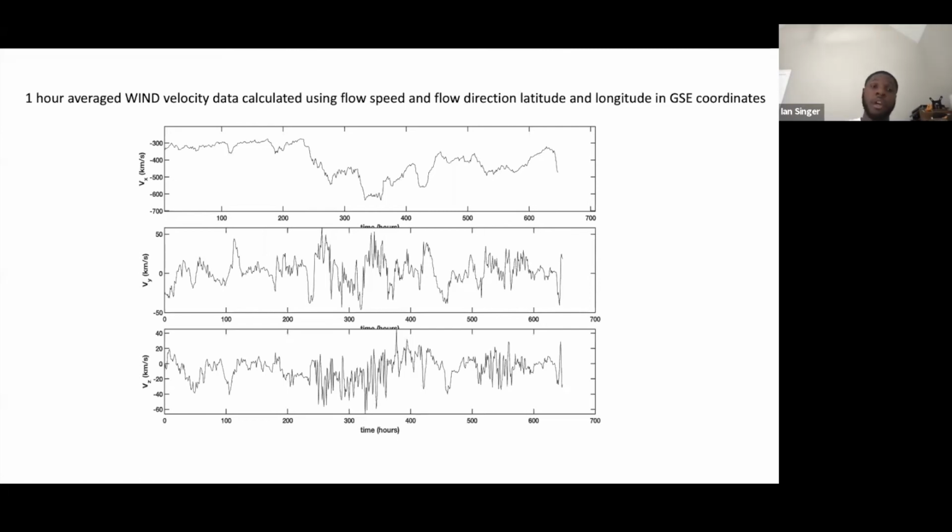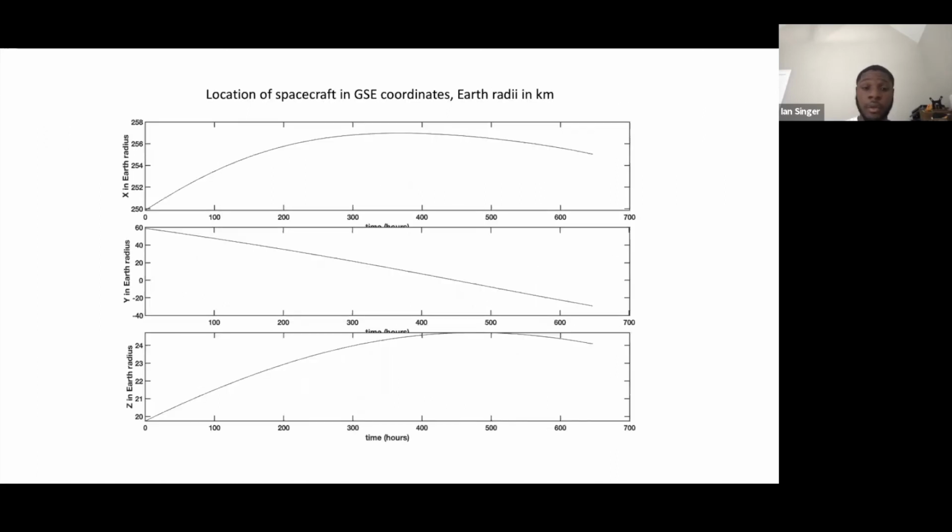Here we have the 1 hour average Wind velocity data, calculated using flow speed and flow direction, latitude and longitude in GSE coordinates. Here is the location of the spacecraft when they took the data, and these are also in GSE coordinates, in Earth radii and kilometers.